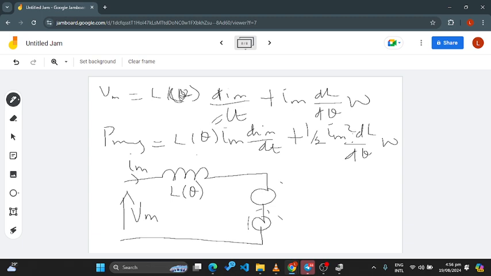that means there will be a certain drop across this. But we know the voltage drop across an inductor, VL, is the inductance times the change in current with respect to time. But here, VL should be L of theta plus dL of theta dIm/dt, because the inductance is not constant. So this is going to be L of theta, the inductance of this inductor over here, times the change in this current with respect to time.